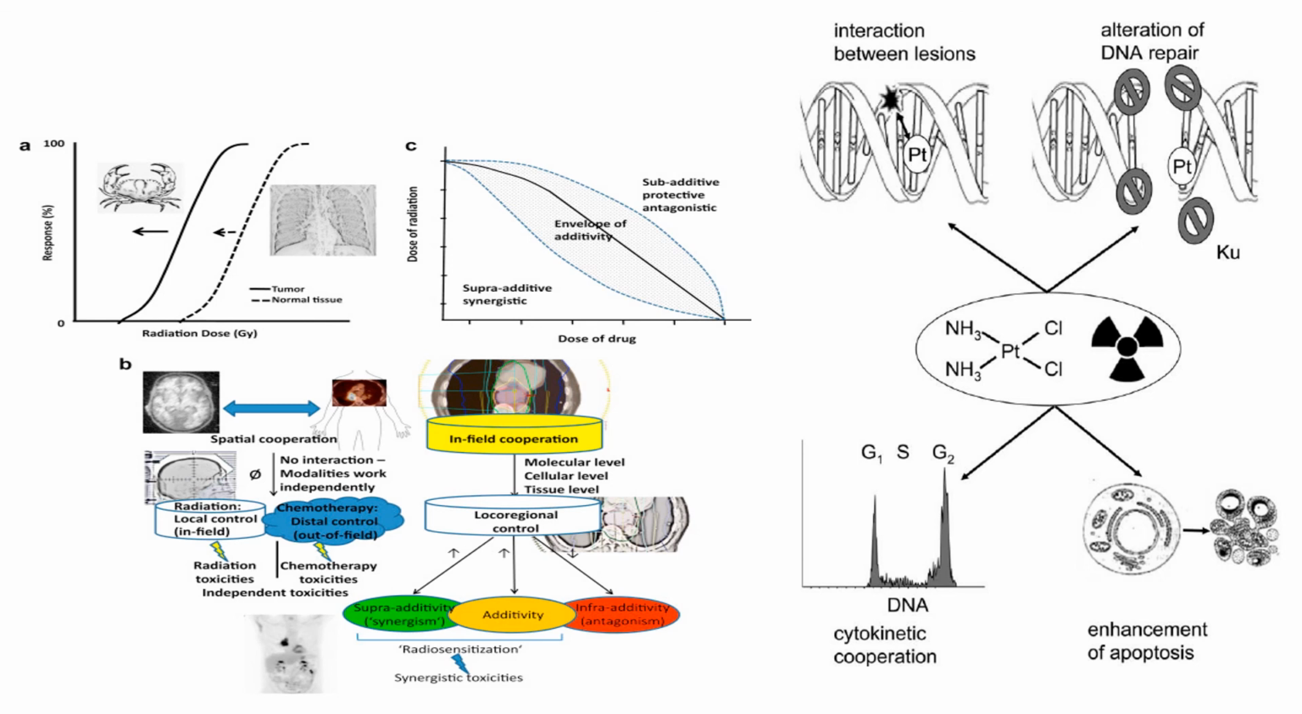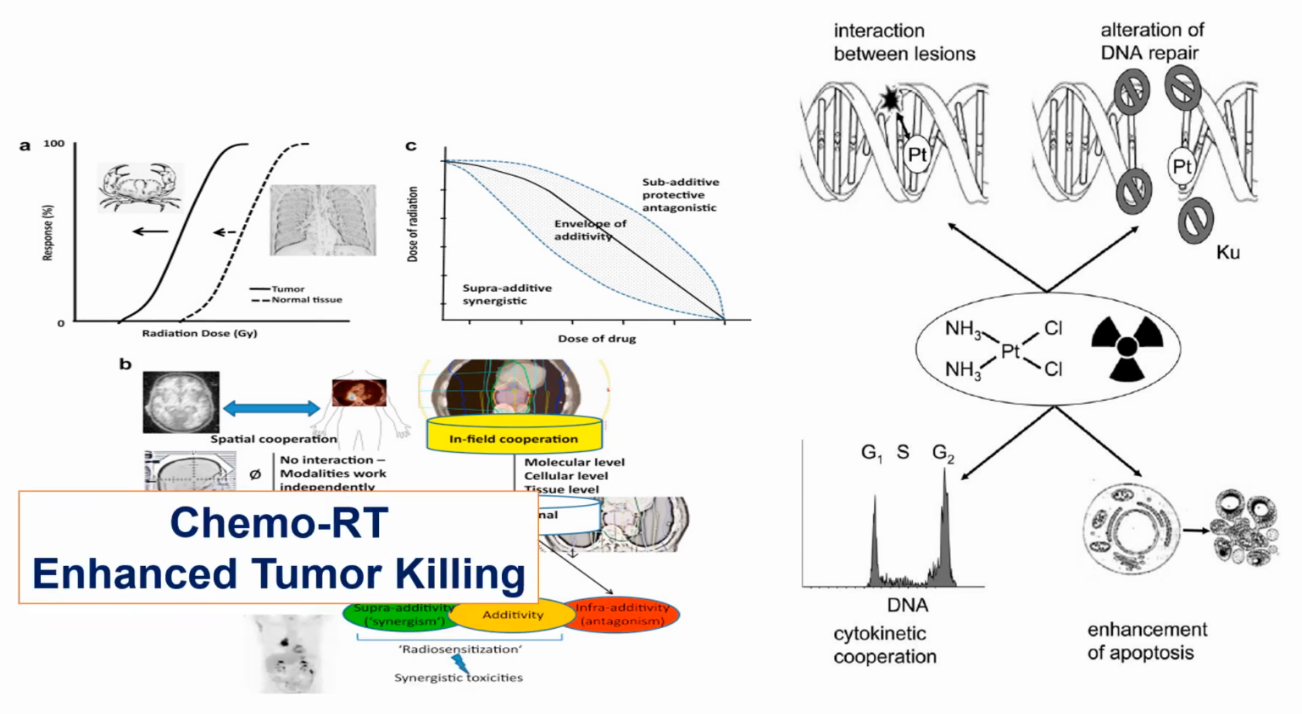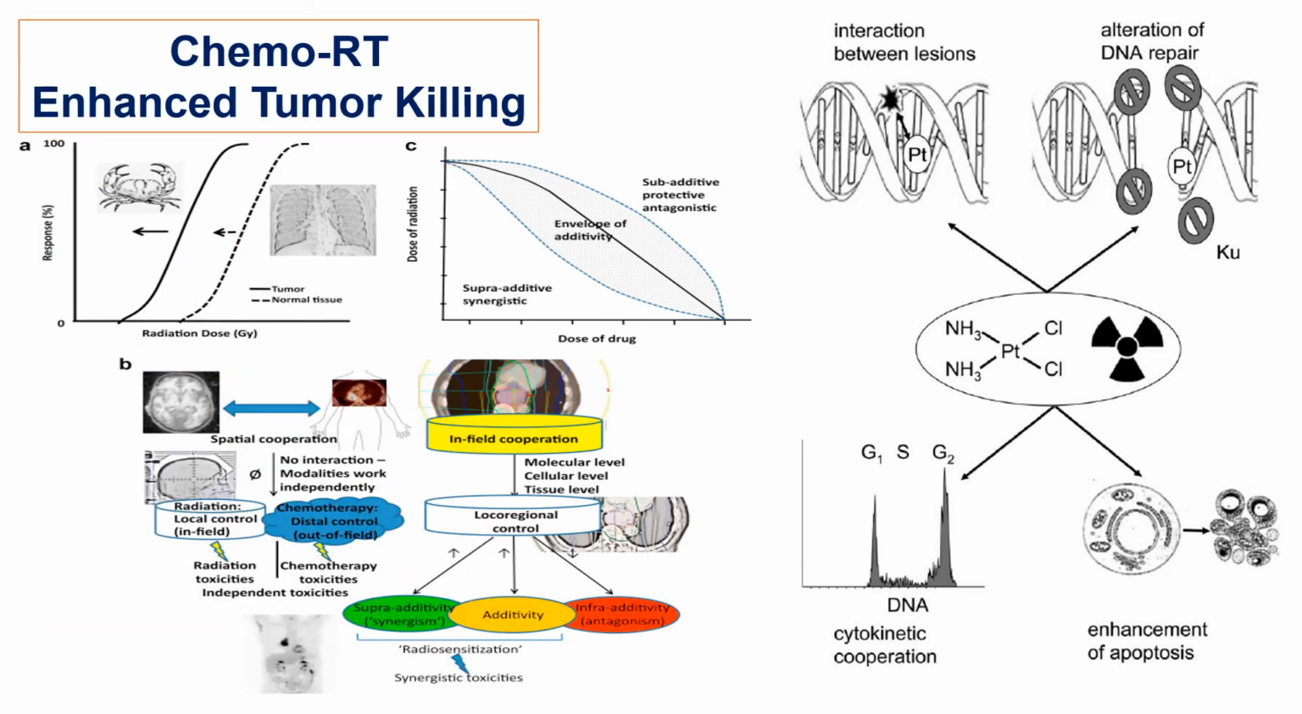They can work spatially, which is working in different pathways. For example, chemo works systemically to control micrometastasis, while radiation works mostly locally. Or they can work together in synergy if they are working through the same biological pathway.